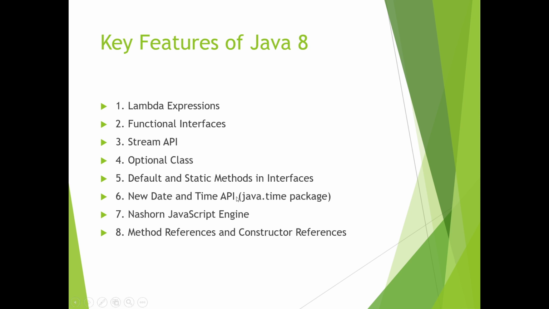Now let's come to the new Date and Time API. Previously, before Java 8, it was very boring. After Java 8 came, if you want to print the current date, simply LocalDate.now() and you will get today's date.